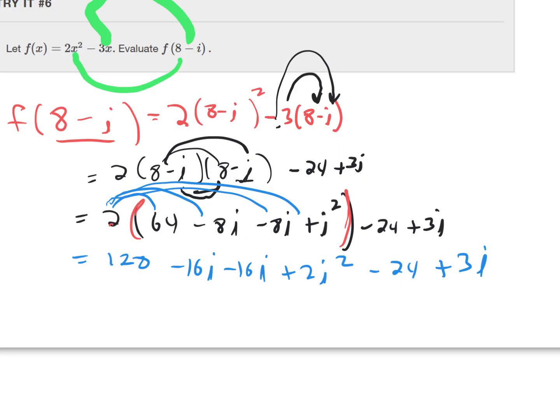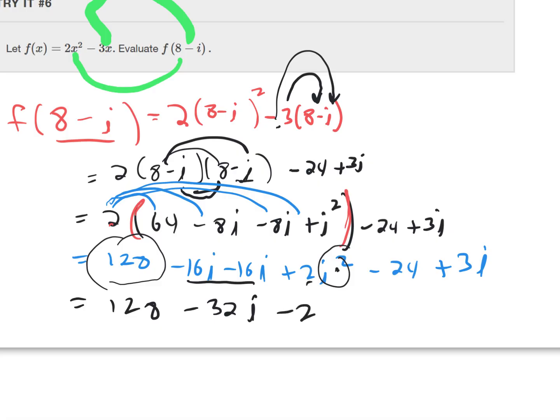Concentrate on my real numbers. 128. That's a little bigger than the other one was. Well, I should simplify. Equals 128. This turns into a negative 32i. This i squared becomes a negative 1 times 2, minus 2. Then I have my minus 24. Then I have my plus 3i. That was probably better to do that first than what I was going to do, but here goes.